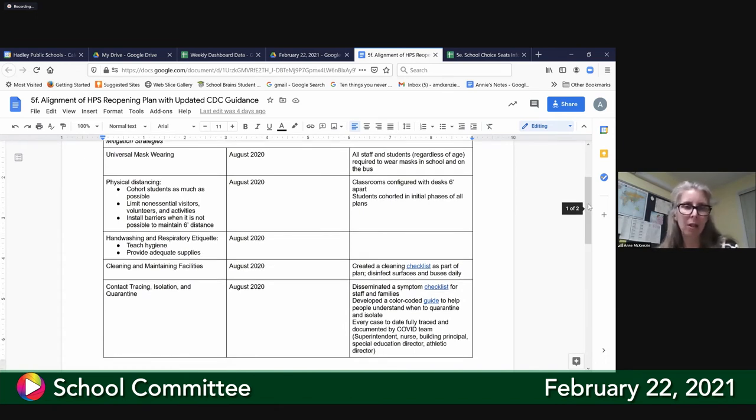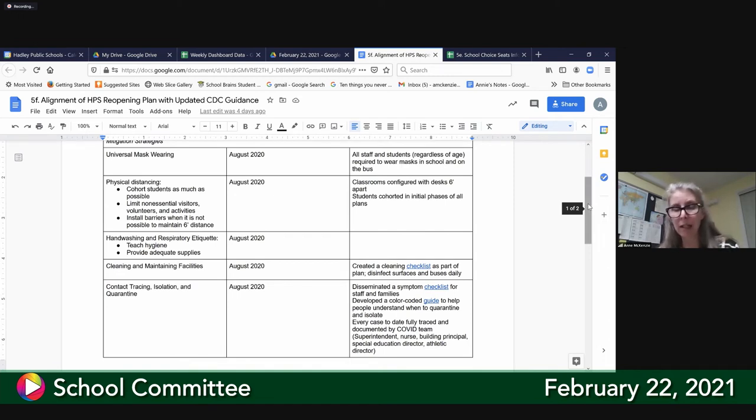Limiting visitors, installing barriers when it's not possible to maintain 6 feet of distance. We've certainly gone, I think, above and beyond in trying to teach hand washing and respiratory etiquette. We had a cleaning and maintenance checklist that was part of our fall reopening plan, and contact tracing, isolation, and quarantine. As I've said, we provided families with a checklist.